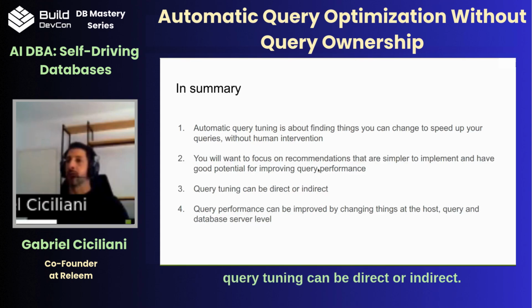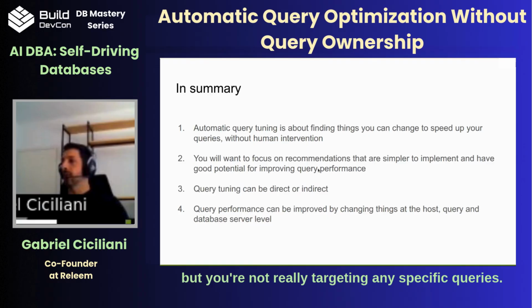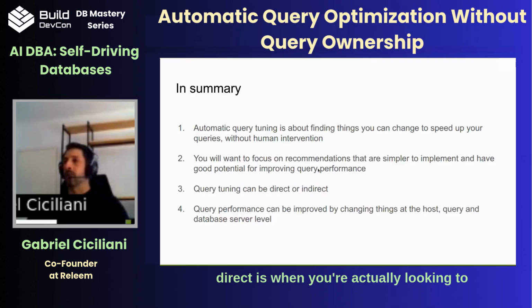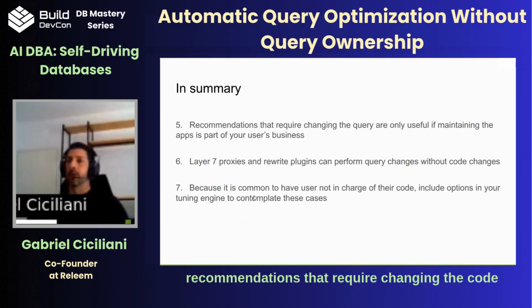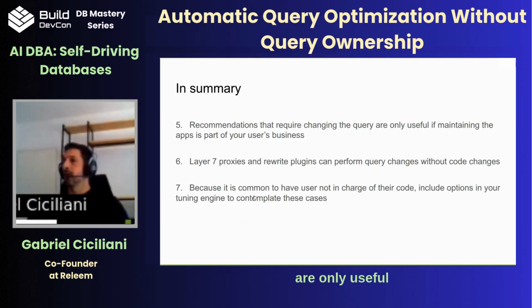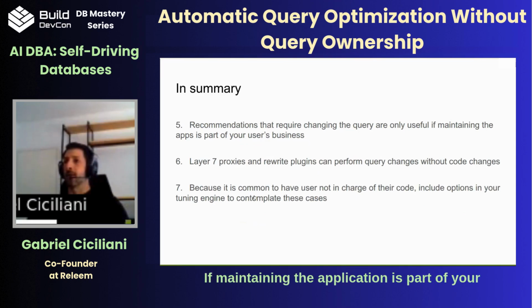As I mentioned, query tuning can be direct or indirect. Indirect is when you aim to improve your overall server or host performance, but you're not really targeting any specific queries. And of course, direct is when you're actually looking to make changes that will benefit that specific case. Query performance can be improved by changing things at three levels: host, query, and database server. Recommendations that require changing the code are only useful if you are actually maintaining that, if maintaining the application is part of your business.